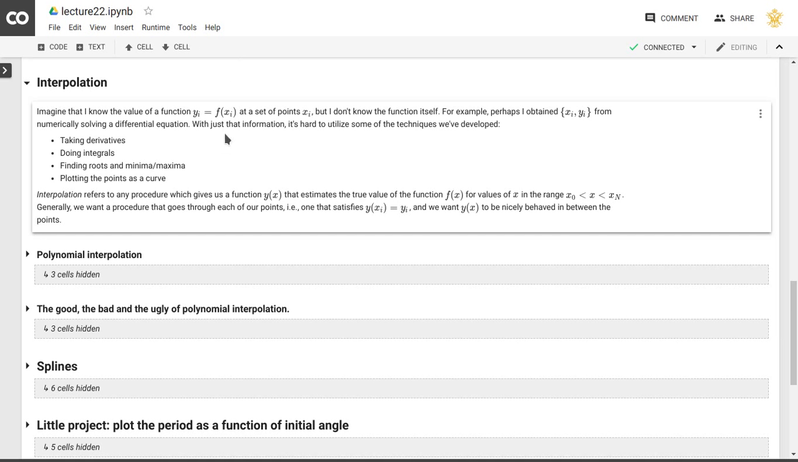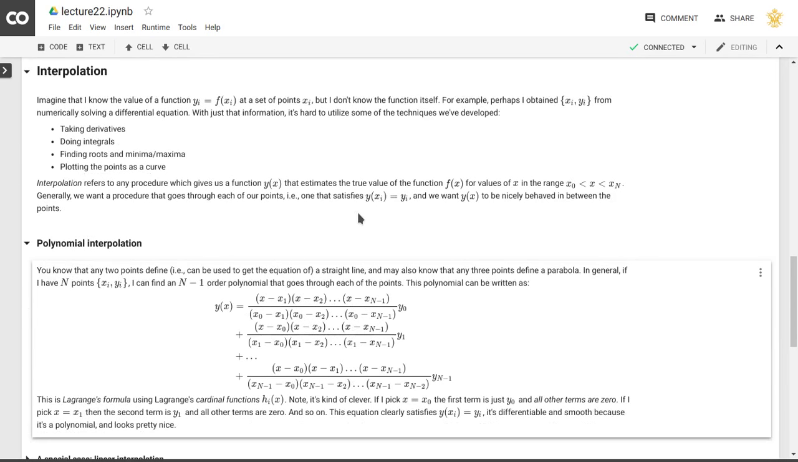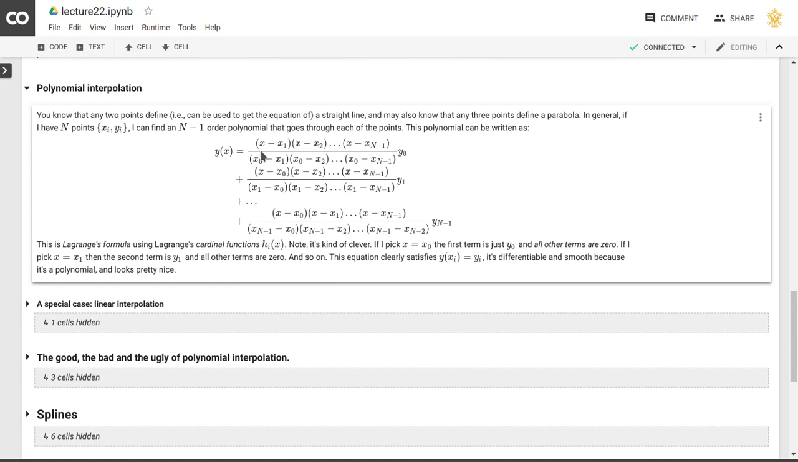So interpolation refers to a procedure that gives us that function f of x or y of x that returns the true values of the function at the points x sub i, but that returns interpolated values between those points x sub i. So the first method is polynomial interpolation, and we've looked at this before when we wrote these Lagrange functions, or Lagrange cardinal functions, we call them h sub i, which are 1 at point x sub i, and 0 at all other points x sub j, where j is different from i.